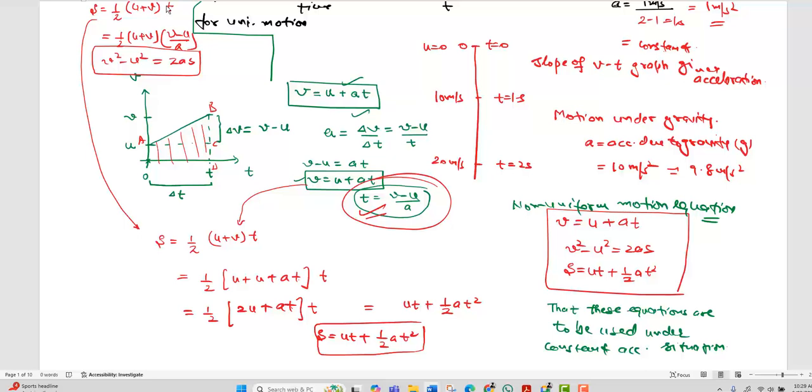And if the velocity is constant, this means the motion is uniform, and you are not going to use any of these equations because these are only applicable to non-uniform motion, right? You need to identify the motion. Okay.